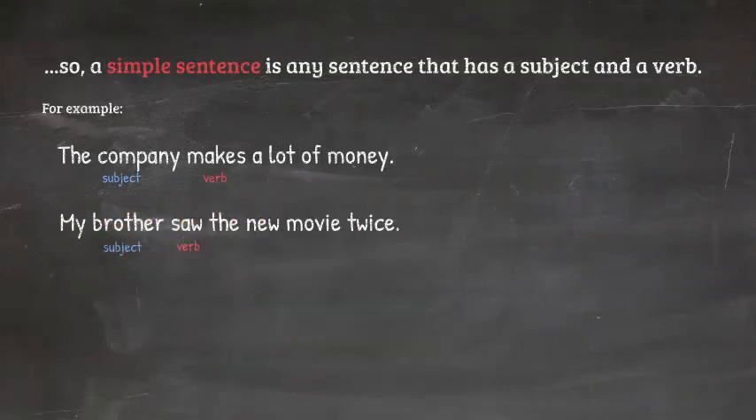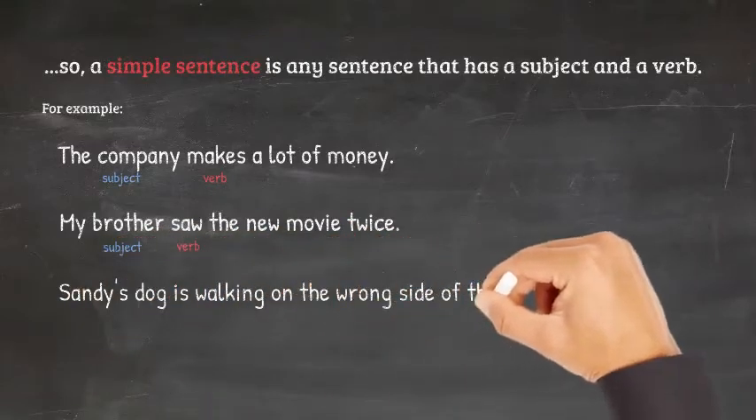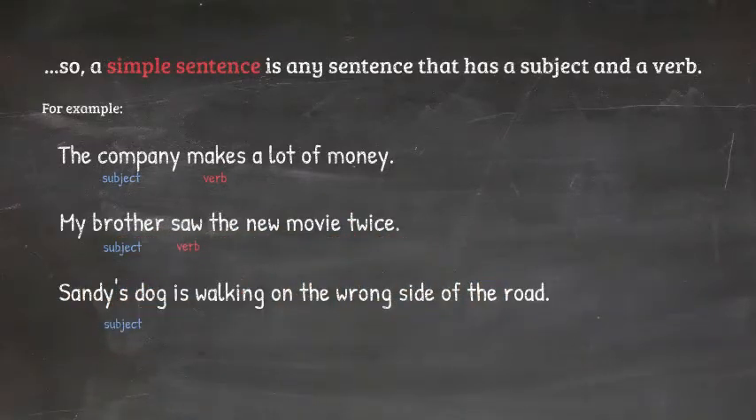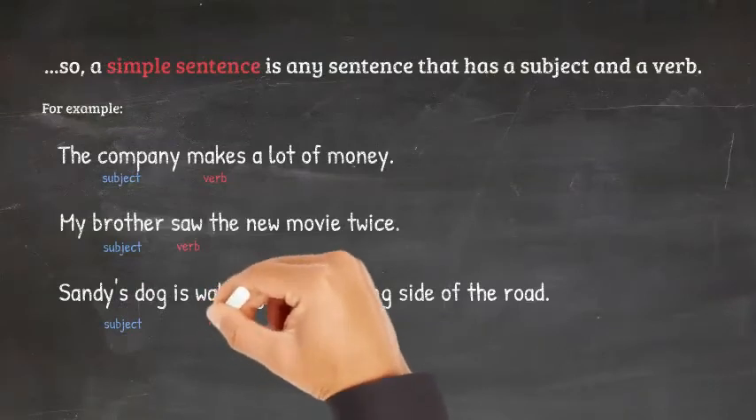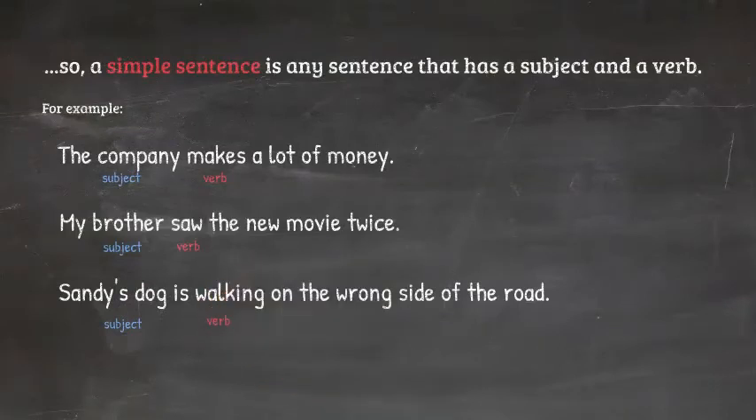Or even this one. "Sandy's dog is walking on the wrong side of the road." "Sandy's dog" is the subject and "is walking" is the verb. Once again, we can see that verbs can change from past tense to present tense to future tense. That does not change the fact that this is a simple sentence.